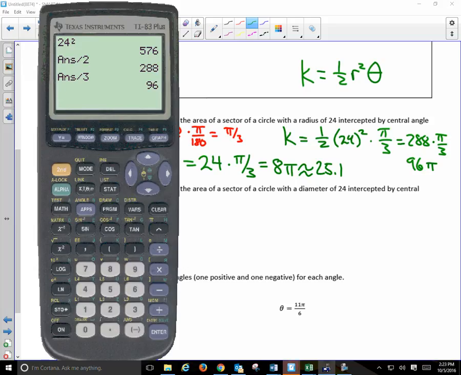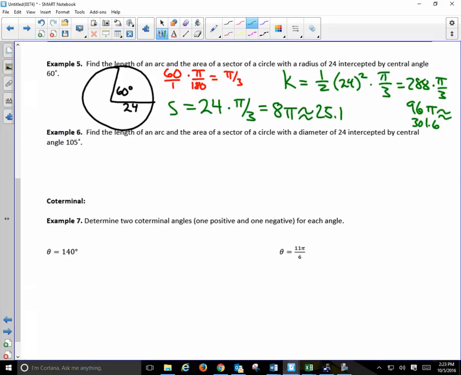If it said don't express in terms of pi, but express as a decimal, I just take that and multiply it by pi, and around the tenth, 301.6. So our goal today is to be able to practice using those formulas. The key is you got to convert the angle to radians. Let's try one more.